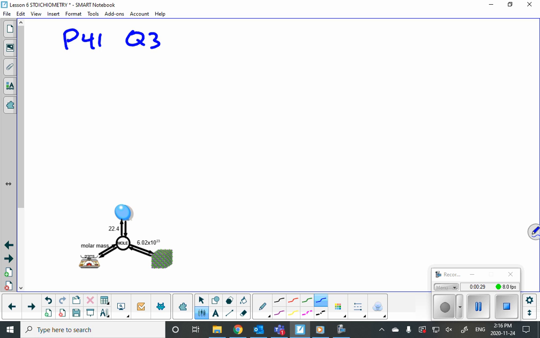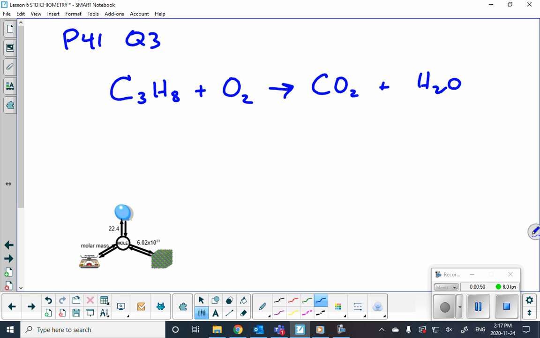But I need you to practice that because we haven't had a lot of practice in balancing in a couple of days, so we're going to practice it in our workbooks. It starts with propane, C3H8, and it's going to combust it, which means to react with oxygen, and all combustion reactions produce carbon dioxide and water vapor. Now this is not balanced, so we're going to balance it because nothing works unless we do.